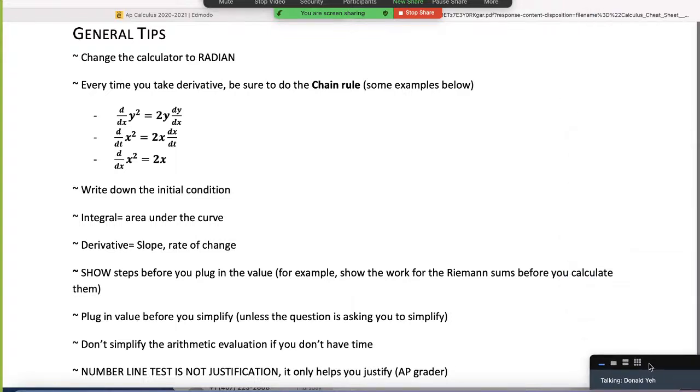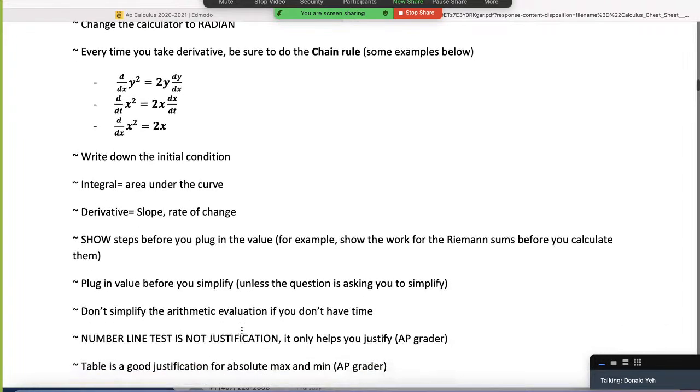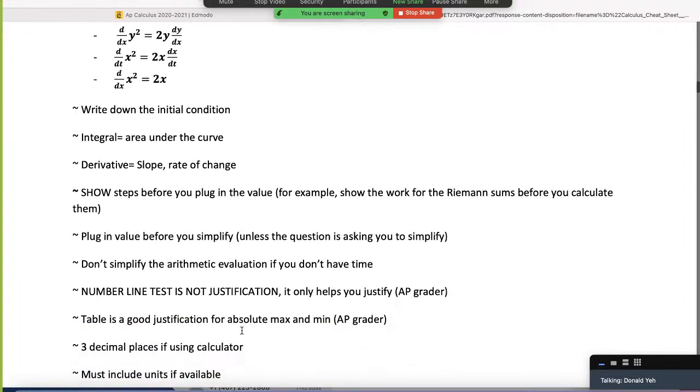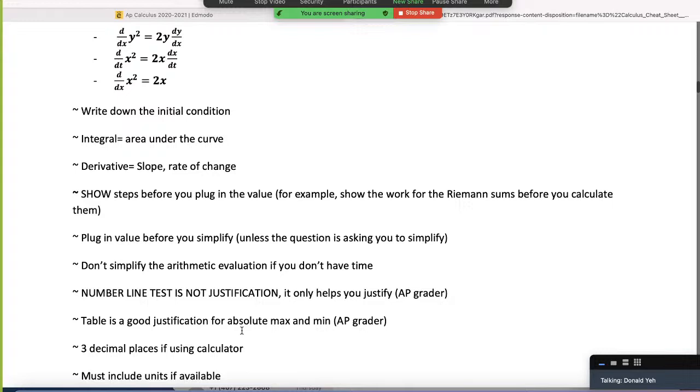Okay, so plug in a value before you simplify. What I'm saying is, sometimes, say with an implicit derivative, you take a derivative and you don't want to solve for dy/dx. You want to plug in a value before you simplify because that makes your life easier. Does that make sense? Yeah. So those are the hints I'm giving you.